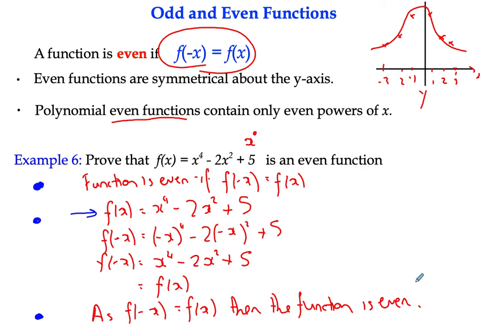Okay, so you can have a go at having a look at those ones there, and we'll have a look at odd functions in example 7.